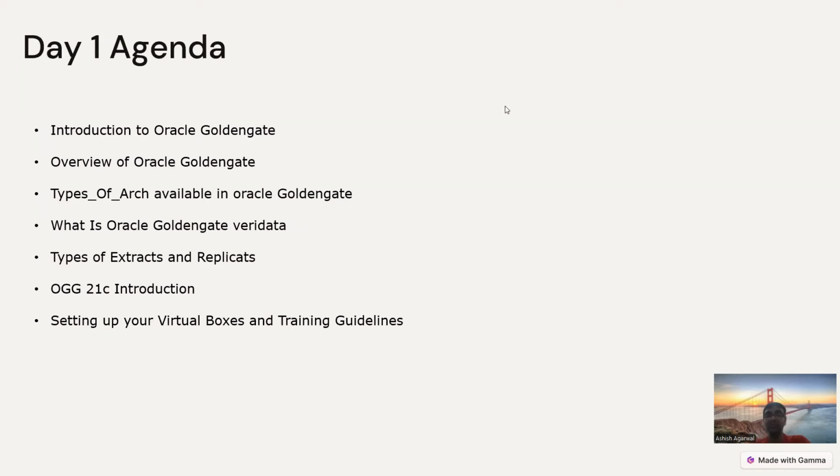So in the day one session, we are going to discuss an introduction to Oracle GoldenGate, an overview of Oracle GoldenGate, different types of architectures available in Oracle GoldenGate, what Oracle GoldenGate Veridata is, and what the different types of extracts and Replicat are. We are also going to do a GoldenGate 21c introduction.